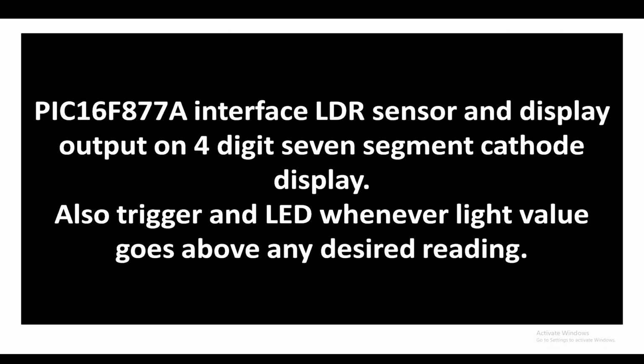Whichever desired value we select, whenever the value goes above that desired value, the LED will turn on, representing that there is light in the room. And when it goes down, it will be the opposite, it will turn off. So we can take it as an indicator that there is light in the room, like light or dark. That's all. So let's get started.